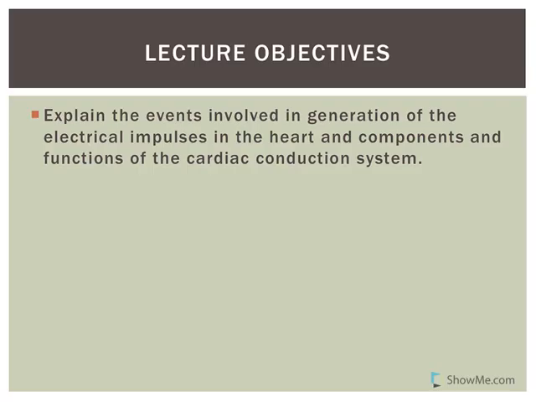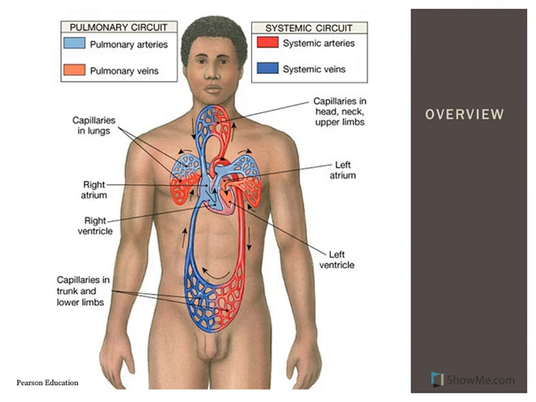So what we're going to do is look at the events involved in generating the electrical impulses, as well as the various components and functions of the cardiac conduction system. As an overview, in order to generate effective pressures to get blood to move from point A to point B in the heart and then out of the heart, you need a very coordinated way of getting the muscle to contract. And so having this cardiac conduction system is very important.